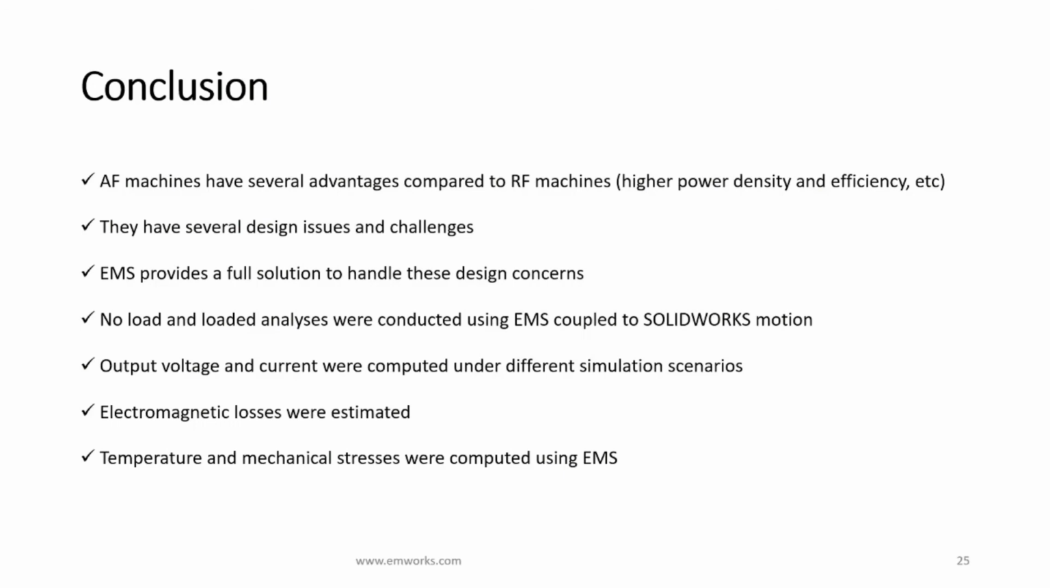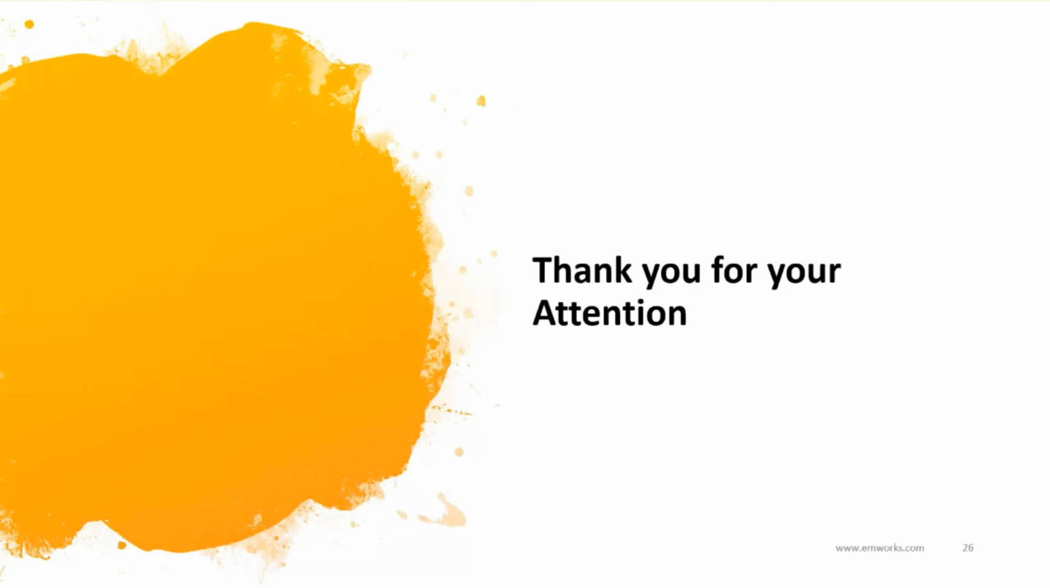permanent magnet generator examples. No load and load conditions of the machines were studied using EMS coupled to SOLIDWORKS Motion. Both output voltage and current were computed under different simulation scenarios. After that, the electromagnetic losses generated in the machine were estimated, and at the end, electrothermal and electrostructural coupled analysis of EMS were used to evaluate the temperature and stresses in the machine. Thank you for your attention, and now I hand over the screen to my colleague Carl to continue the presentation.